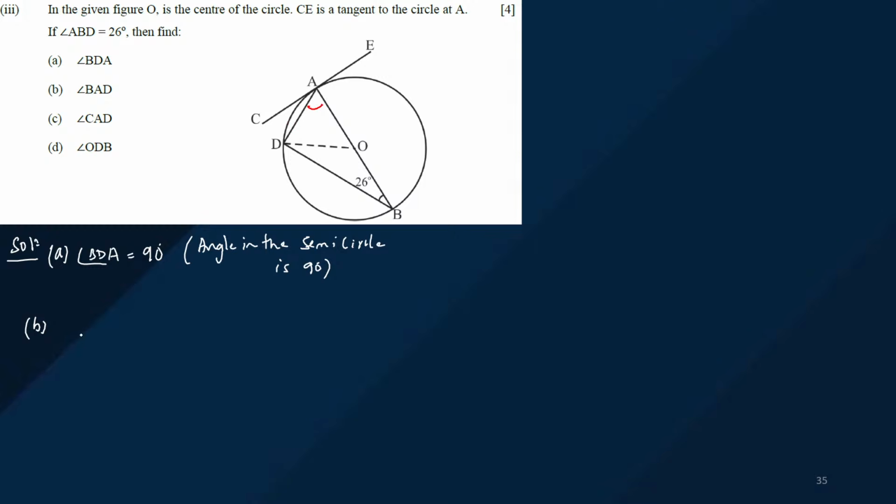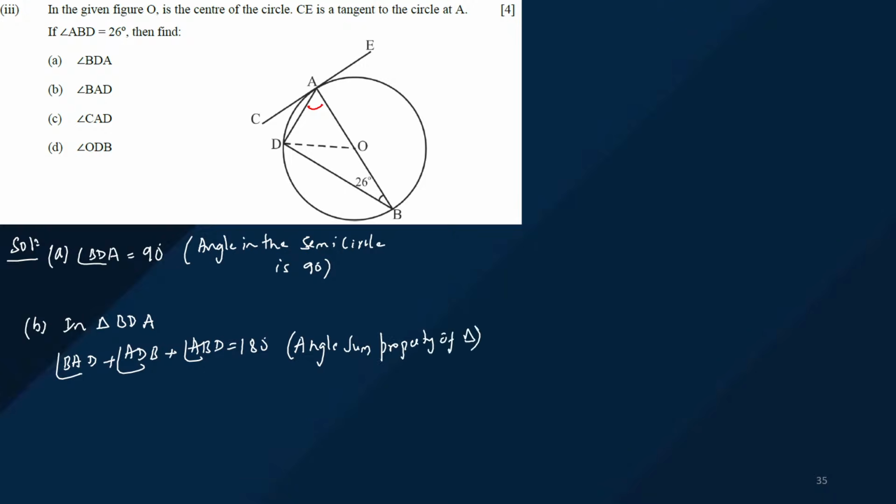In triangle BDA, apply the angle sum property. That is, angle BAD plus angle ADB plus angle ABD is equal to 180 degrees. What will you write? Angle sum property of triangle.